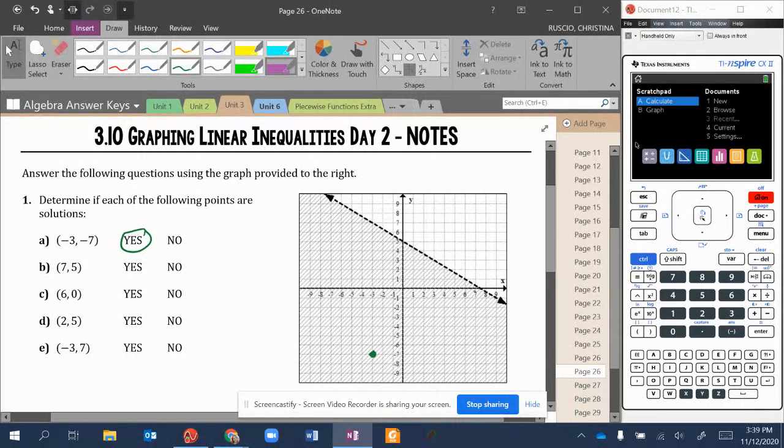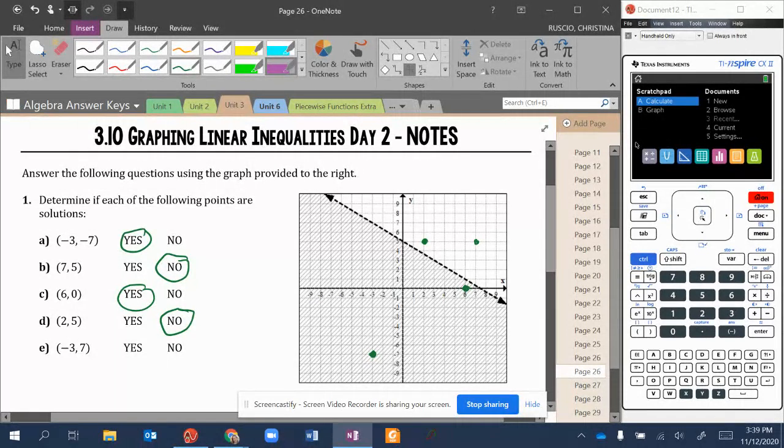All right, how about the point (7, 5)? Nope, not in the shaded area. How about the point (6, 0)? Not (0, 6), (6, 0). 6 to the right, 0 up and down. Yeah, that's a solution. It's in the shaded area. How about the point (2, 5)? Nope, not in the shaded area.